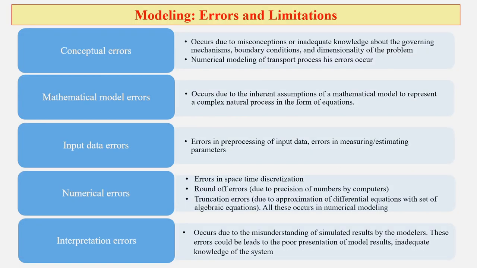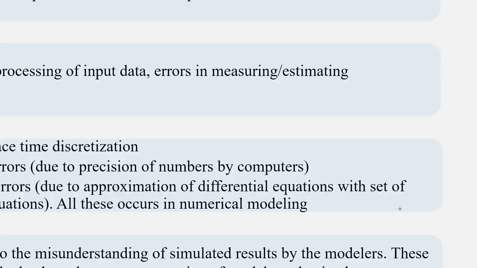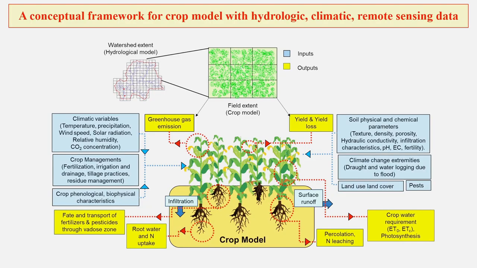Then we went into different aspects of crop modeling and how we can minimize the errors. Then we discussed the conceptual framework for a crop model with hydrology, climatic and remote sensing data. This, as you see here, is one of the works that we have carried out from our lab, and it has also very recently been published in a journal on ecology and economics related aspects.